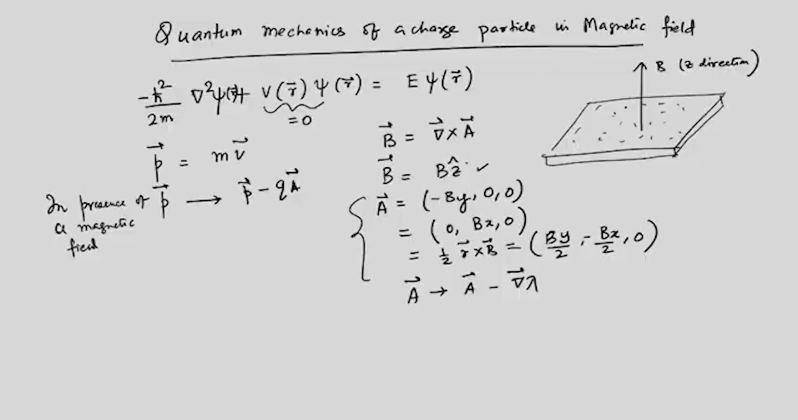That is why there are these choices of A along with this minus gradient of lambda, that these are called the gauge choices. Finally, the results that you get are physical results, physical observables, so they will not depend upon which choice of A you have taken, or what choice of lambda you have taken. The final result will not depend upon that.